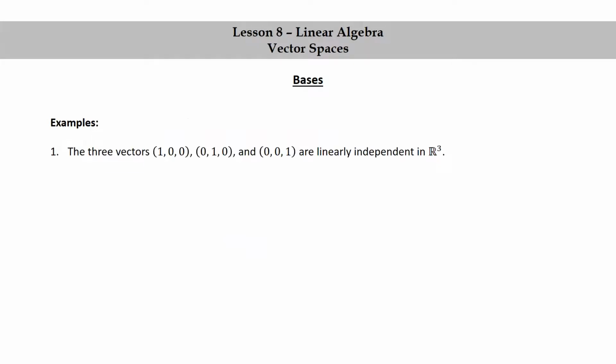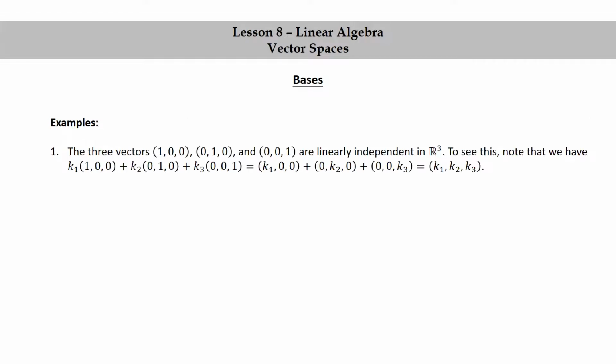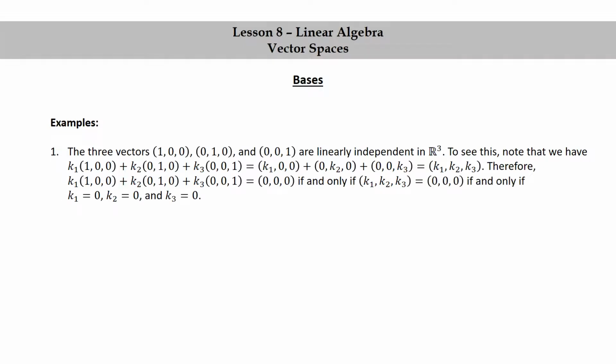The three vectors (1, 0, 0), (0, 1, 0), and (0, 0, 1) are linearly independent in R3. To see this, note that we have k1 times (1, 0, 0) plus k2 times (0, 1, 0) plus k3 times (0, 0, 1) is equal to (k1, 0, 0) plus (0, k2, 0) plus (0, 0, k3) equals the vector (k1, k2, k3). Therefore, k1(1, 0, 0) plus k2(0, 1, 0) plus k3(0, 0, 1) is equal to (0, 0, 0) if and only if the vector (k1, k2, k3) is equal to the vector (0, 0, 0), if and only if k1 is 0, k2 is 0, and k3 is 0.